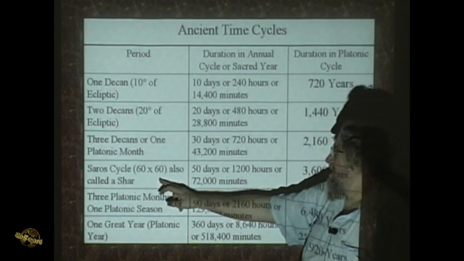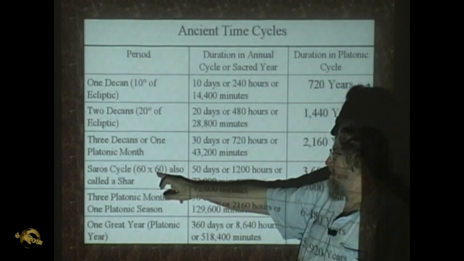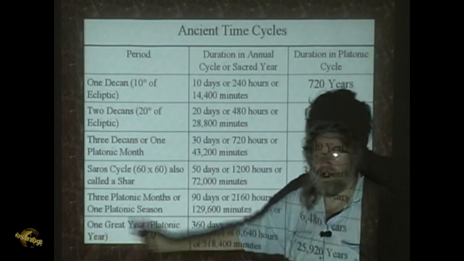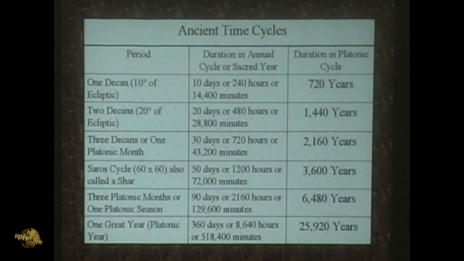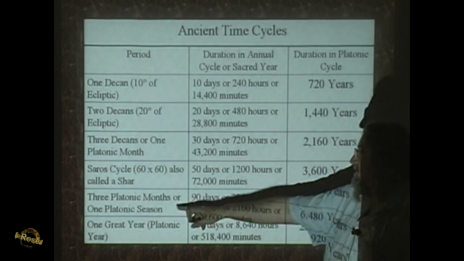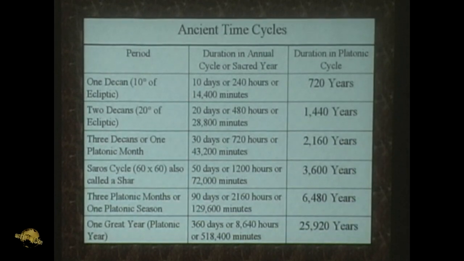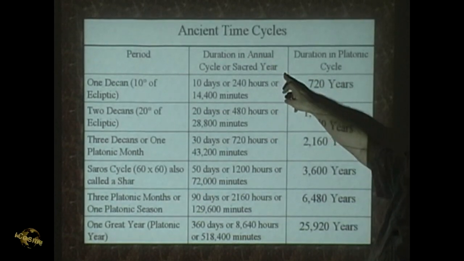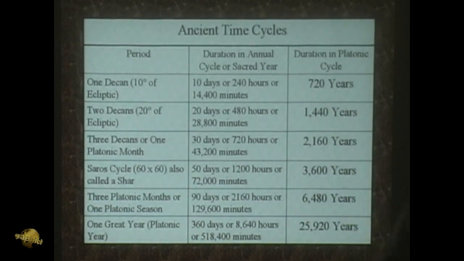We had a Saros cycle. Sitchin actually talks about that Saros cycle based on 66 times 60, also called a shar. That was in Sumerian Babylonia. Three Platonic months was one Platonic season, and then we had one great year. We've been talking about that. And here are the durations in annual cycles or sacred years. The sacred year was 360 days.